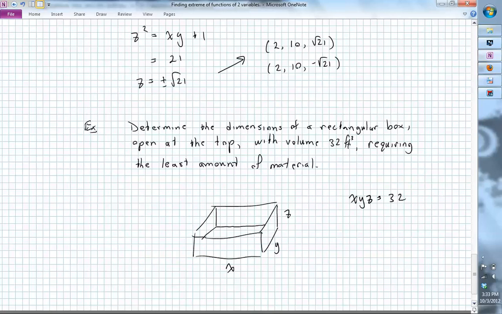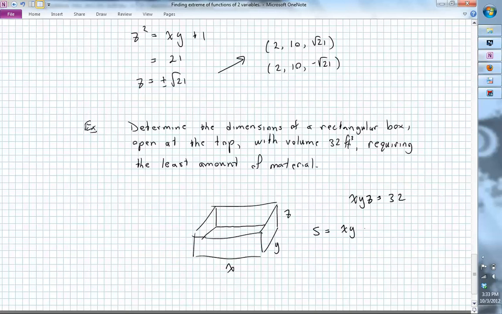And if you want to minimize the material, what's a proxy for minimizing material? Surface area. We want to minimize surface area. So let's compute the surface area of this guy in terms of X, Y, and Z. What's the area of the bottom? XY. And there's only one face of that size because the top is missing.